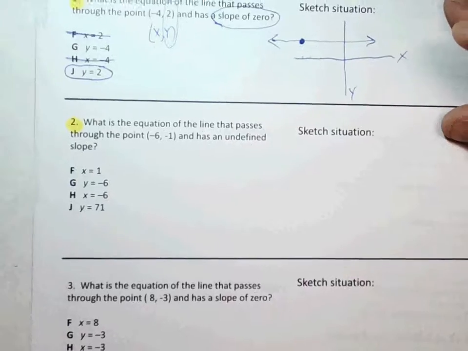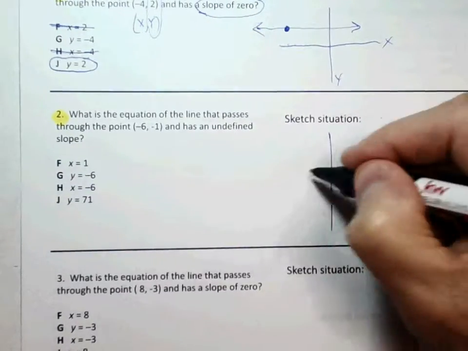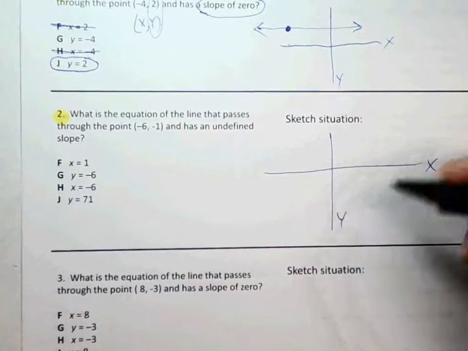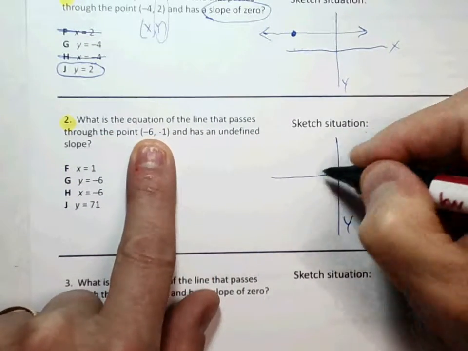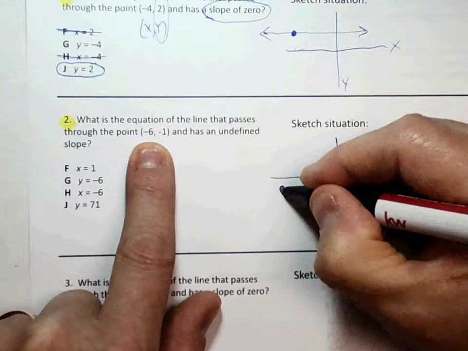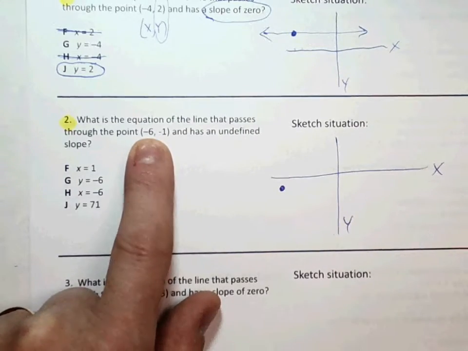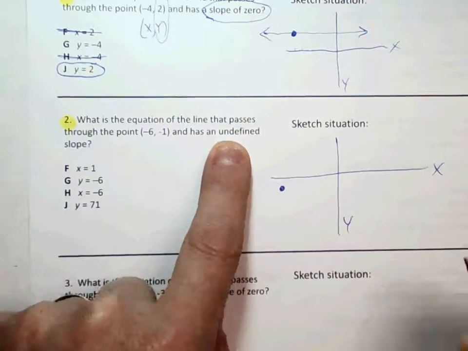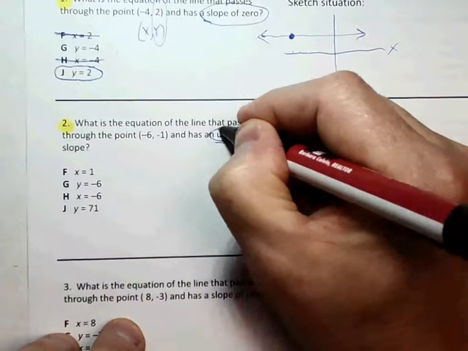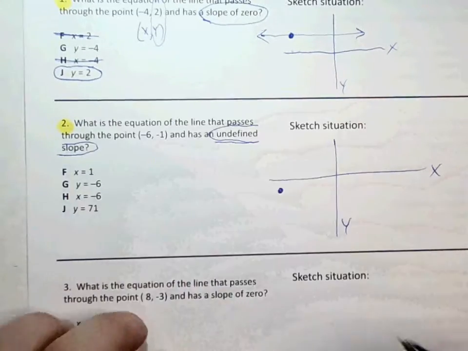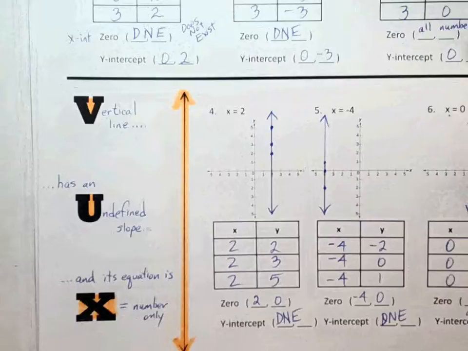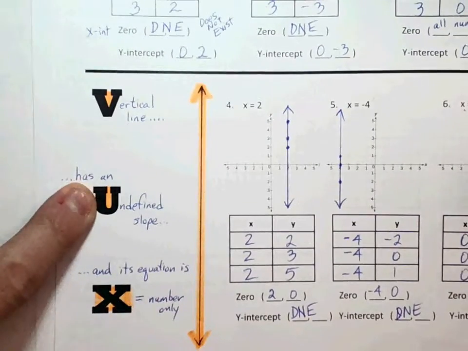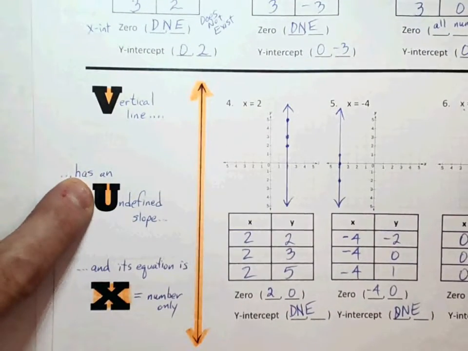Okay? How about this one right here? Sketch the situation. First thing, XY axis, okay? You're going through this point, so 6 to the left, 1 down. Just estimate. It doesn't have to be perfect. The key is undefined slope. Undefined starts with a U. Should I use HOY? No, there's no U there. How about we use VUX because it has a U, undefined.